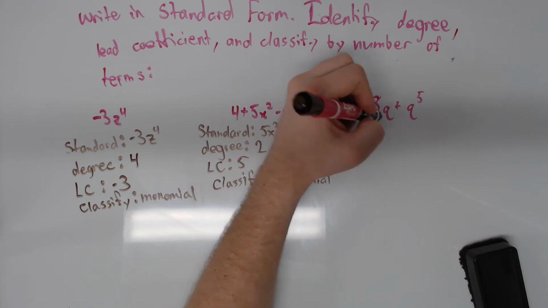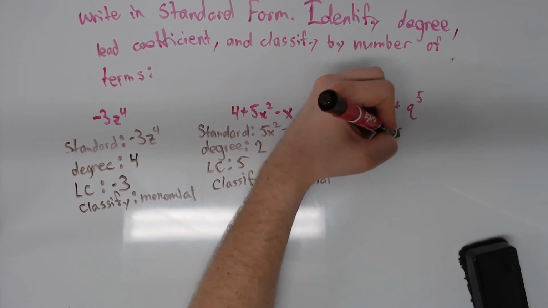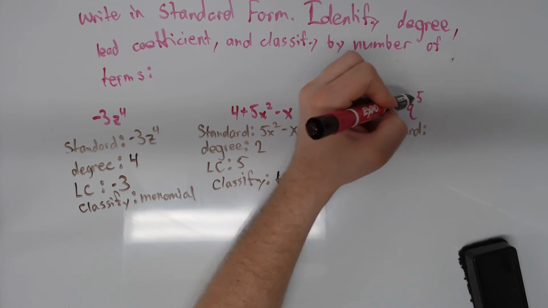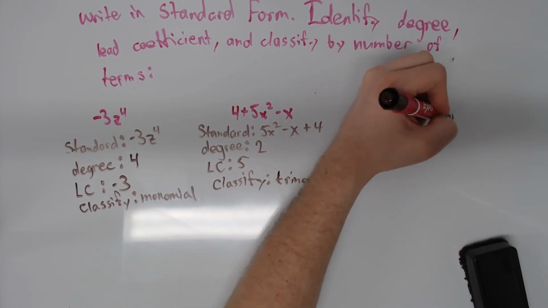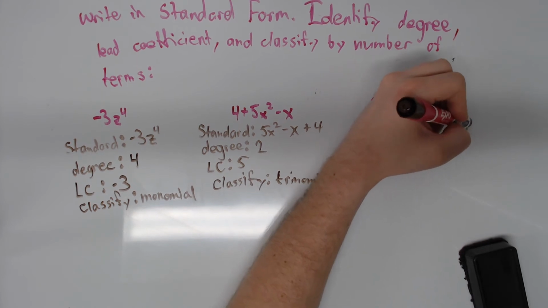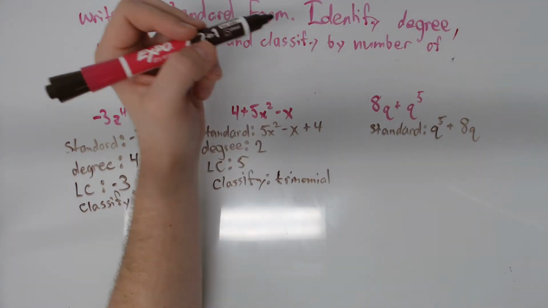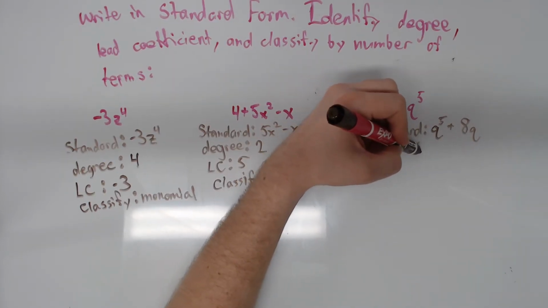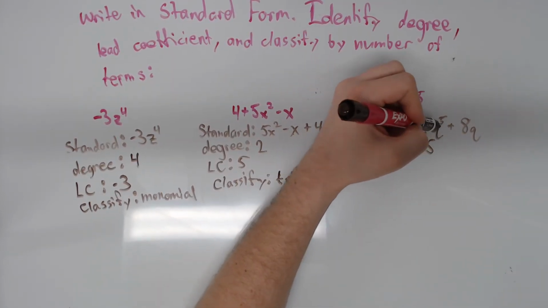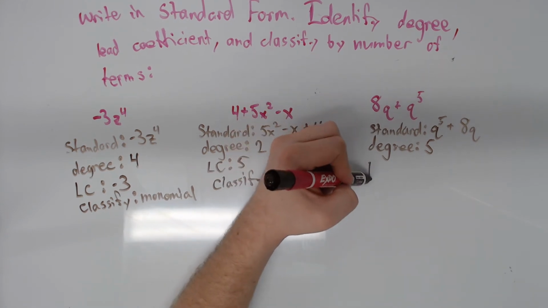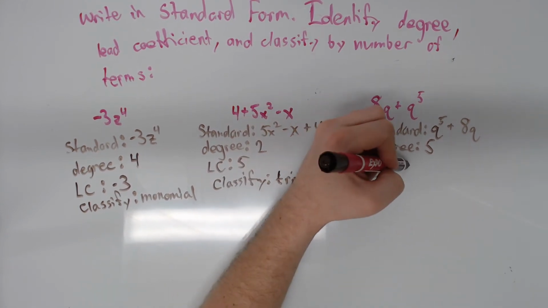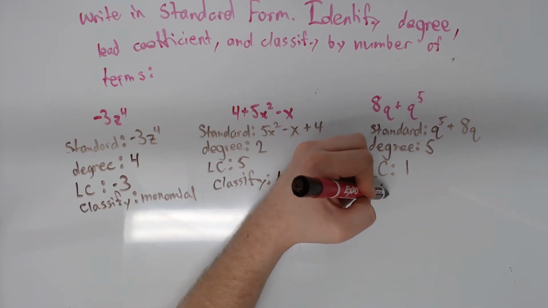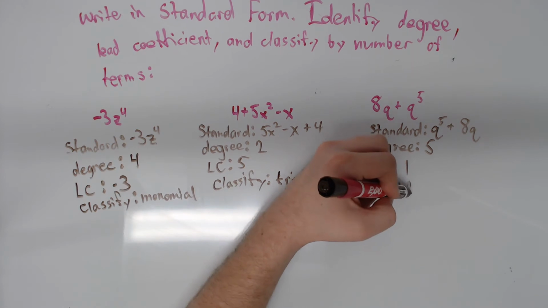My last problem over here, standard form again first. This is a degree of 5 and 1, so the degree of 5 goes first. That makes my degree of the whole polynomial 5. There's no number in front of the q, so my lead coefficient is going to be our default number of 1. Classify it again, it's 2 terms. 2 is binomial.